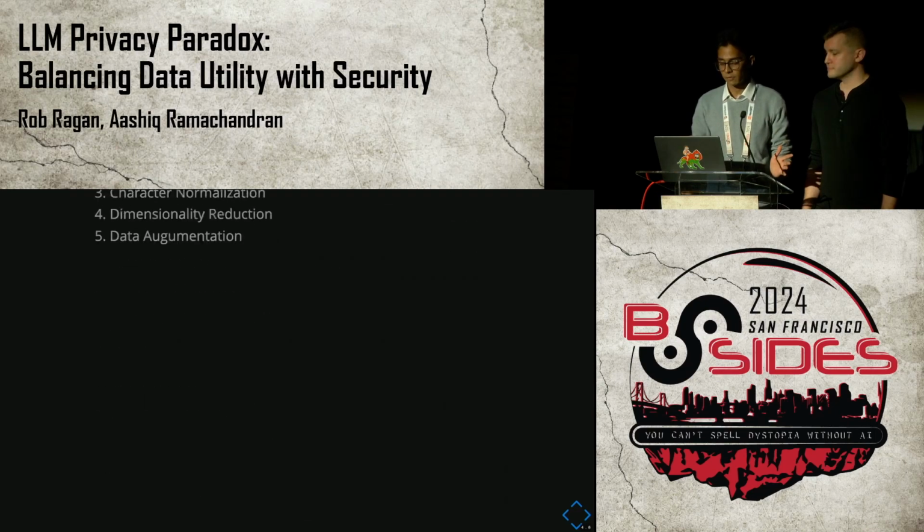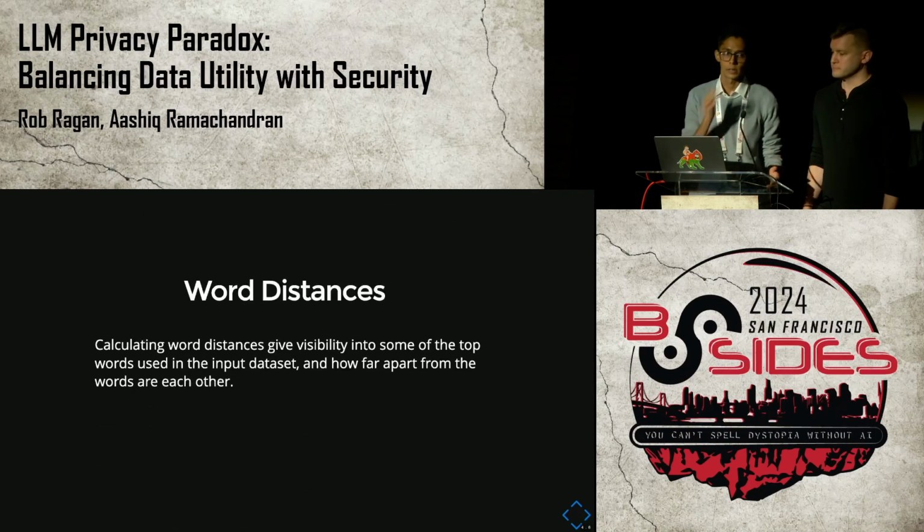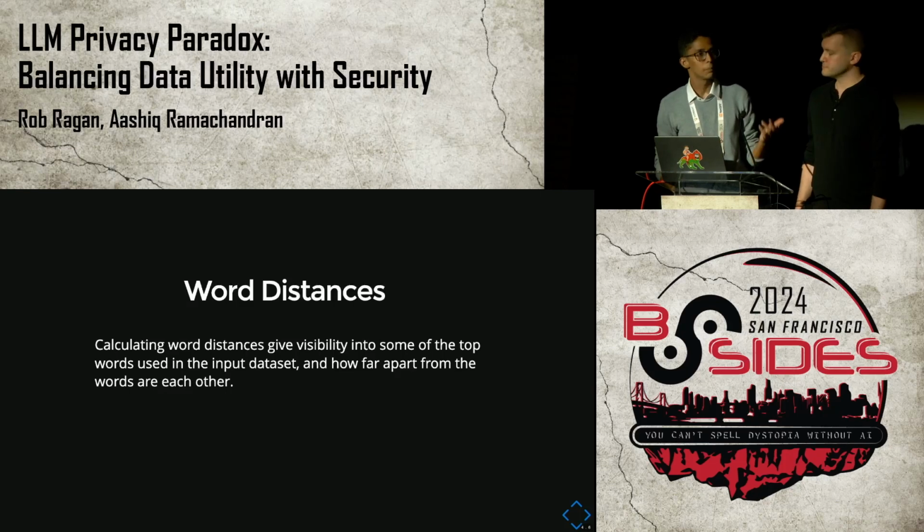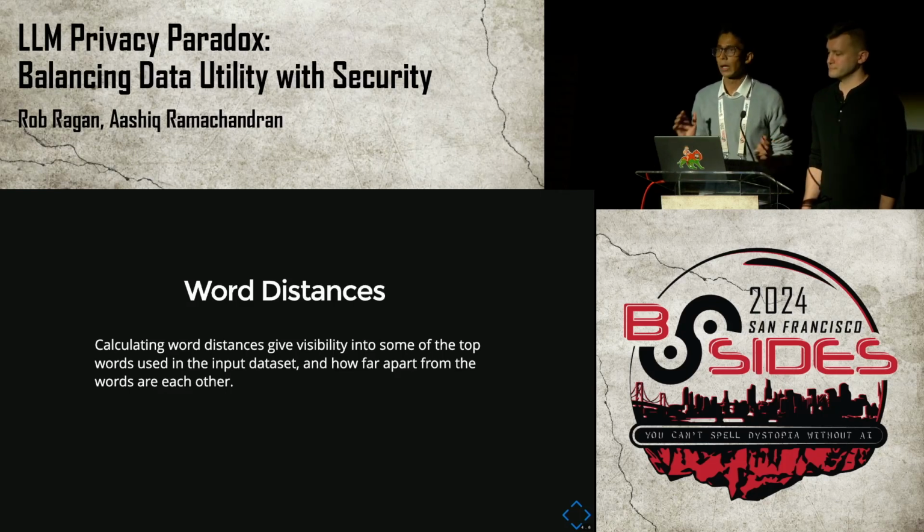We have the top 5 techniques. The first one is word distances. Not as commonly used, surprisingly, but word distance is effectively where you take your training data set, take every word, and see how far it is from the next occurrence of the same word.